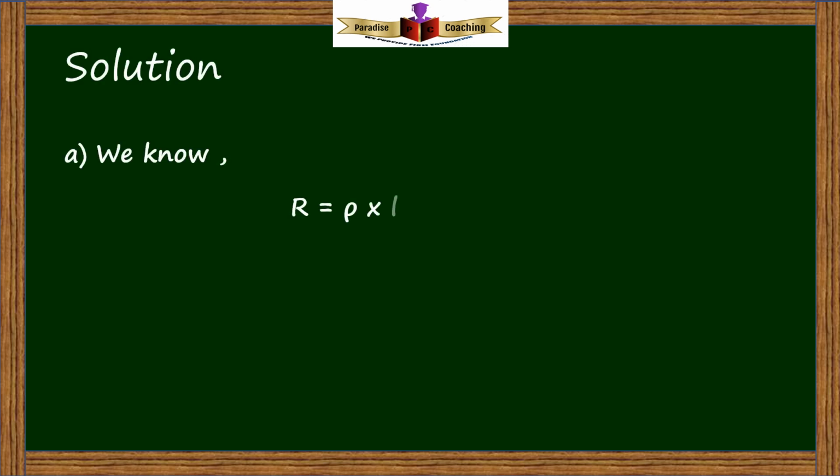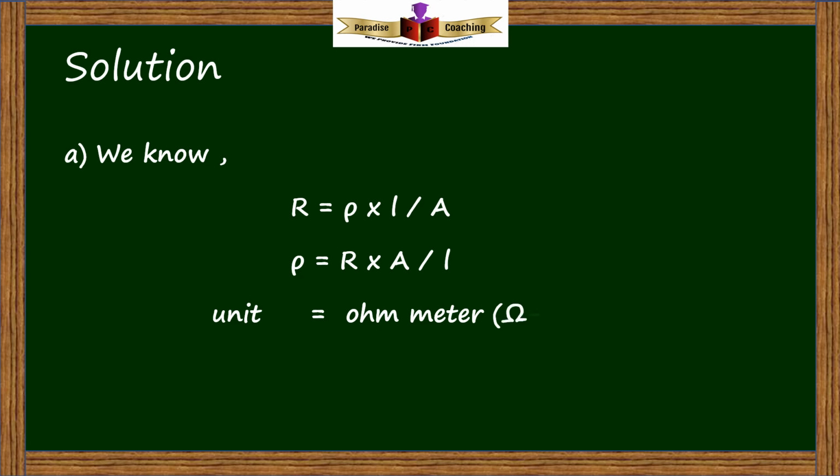So here is the formula that we have already learned just now: R equals rho L upon A. And now to get the resistivity, we can just do some transformations, and rho becomes R into A upon L. And of course, the unit for measuring resistivity is the ohm meter. I have already shown you how this unit is derived.